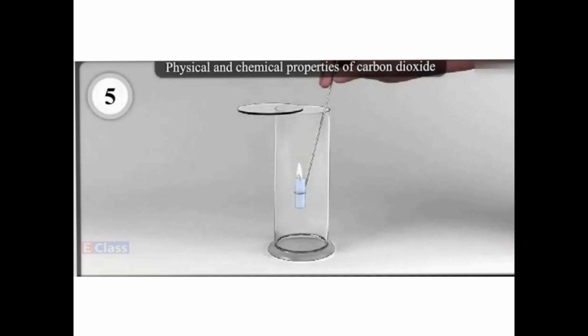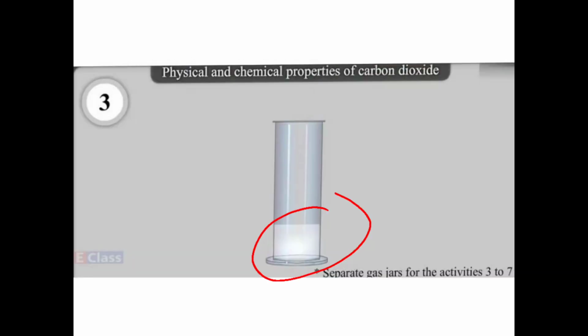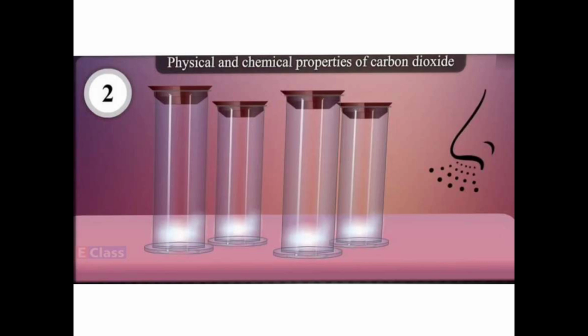So the candle extinguishes, बुझ जाती है. As soon as you introduce this burning candle in the gas jar containing carbon dioxide, it gets extinguished. मतलब कार्बन डाइऑक्साइड क्या काम करता है? आग को बुझाने का काम करता है. Got the property? Property here: turns lime water milky. Property here: no smell, no taste.